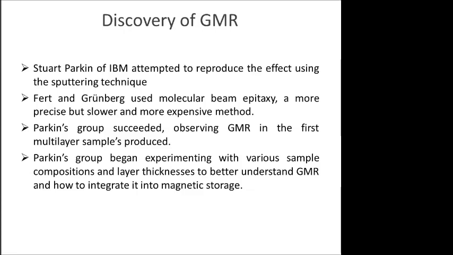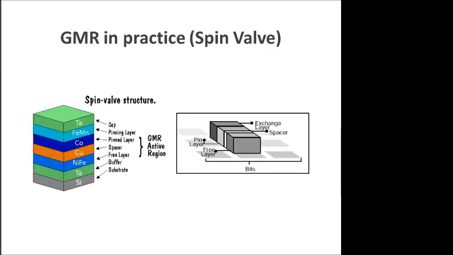Next, Parkin's group began experimenting with various sample compositions and layer thicknesses to better understand GMR and how to integrate it into magnetic storage. And so we are having so many pen drives and similar devices. In mobile phones we have memory cards, nano memory, nano SIM, and those things we have because of this giant magnetoresistance.